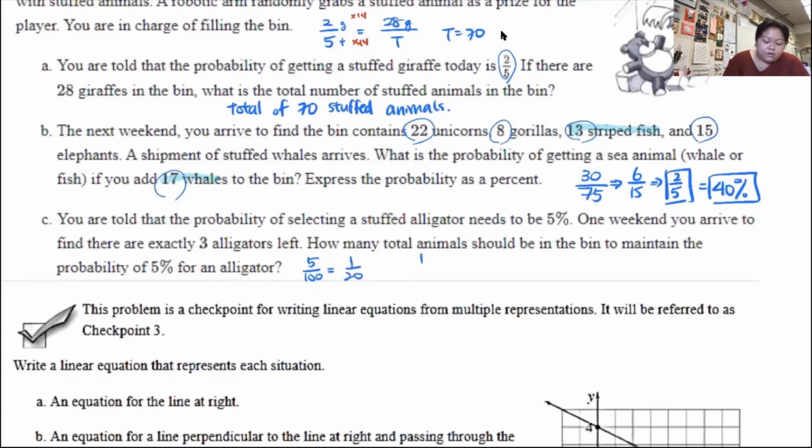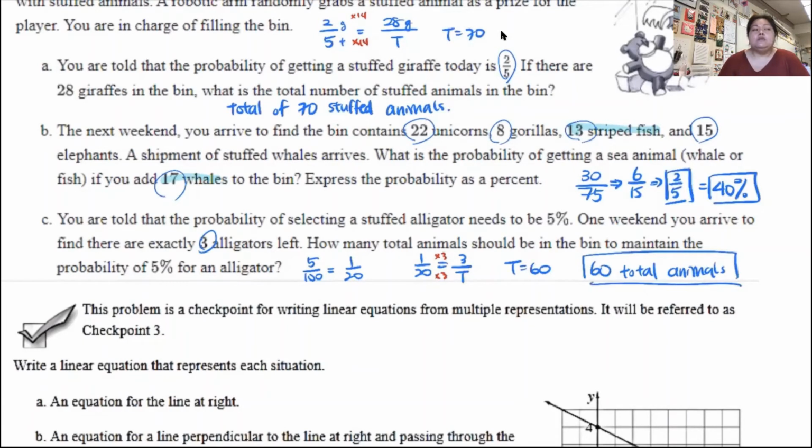Now I go 1 out of 20 equals how many alligators? 3 alligators out of how many total there should be in the bin? Another multiplication problem. If I multiply by 3, that means the total should be 60. So 60 total animals. Okay. So probability is really nice, but it also allows us to set up these ratios that help us figure out how many I should have versus how many I should have in total.